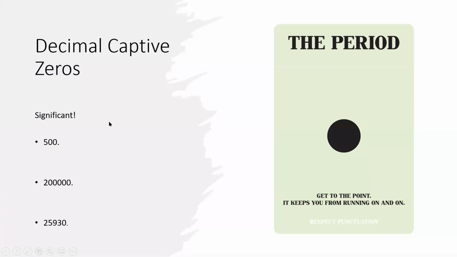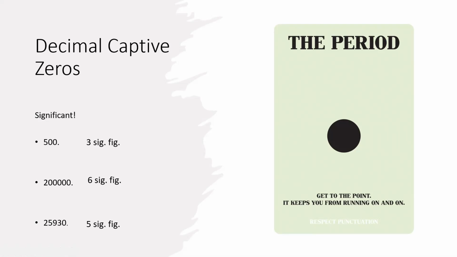Because normally when you have this number, right, we would just write 500. They wouldn't need to put a decimal point. But they put that decimal point there for a reason, which is probably that those zeros matter. So we've got 3 significant figures, 6 significant figures, and 5 significant figures.